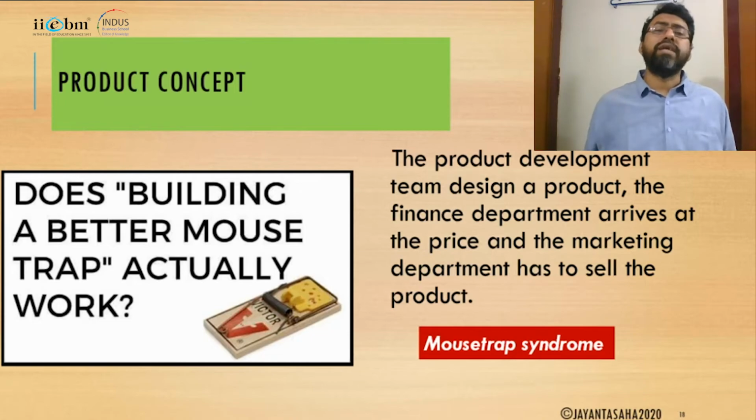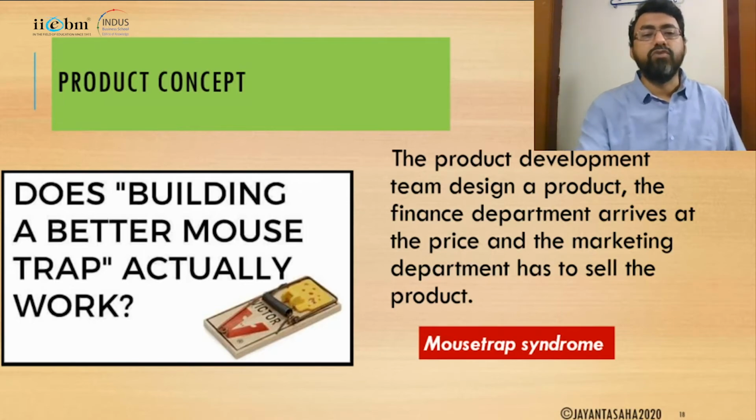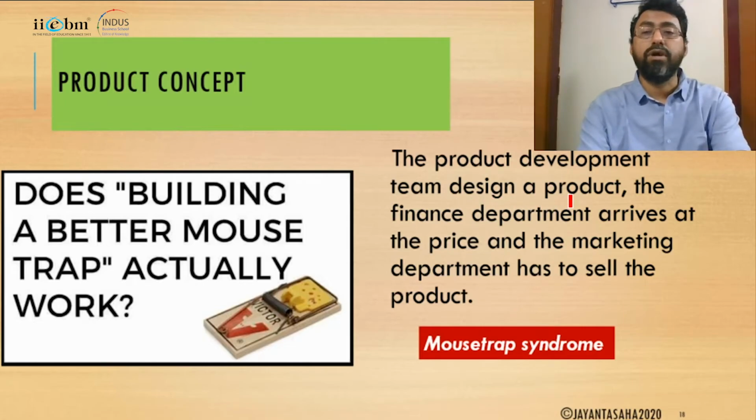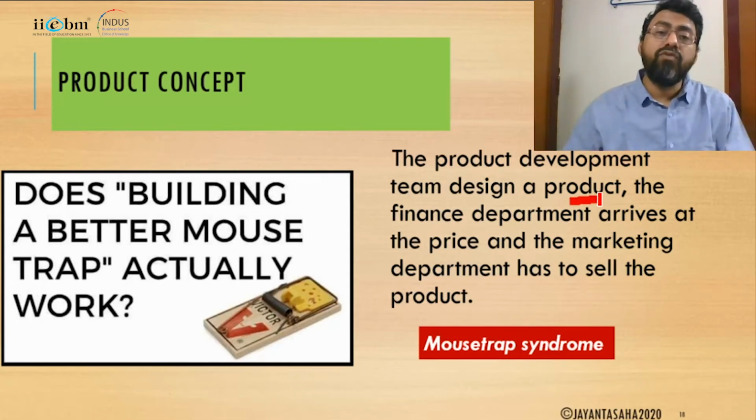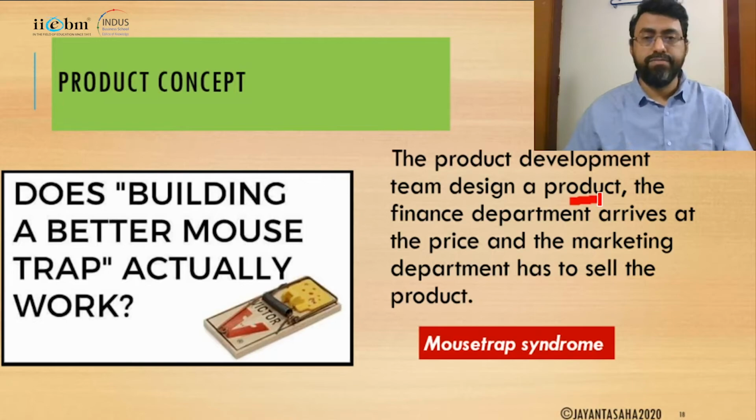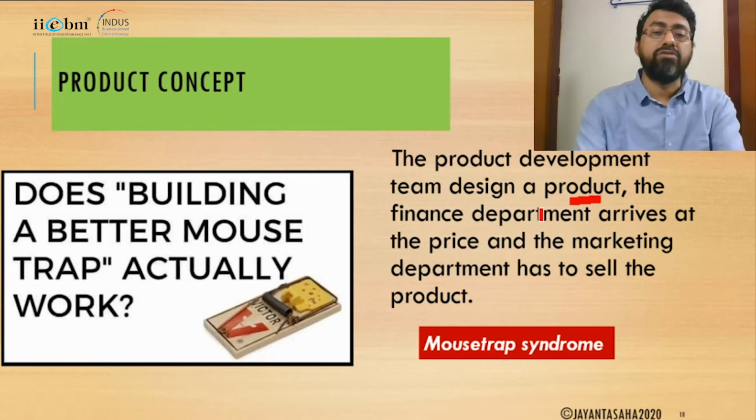So sometimes the focus of the organization or the focus of the owners in the organization is myopic. It is short-sighted. Okay, so that is what we call the mousetrap syndrome. Right. So the product development team designs the product. So how does the product concept essentially operate? Your entire energies are focused towards designing a good product or the best possible product available. The finance department arrives at a price, and the marketing department has to then sell it.